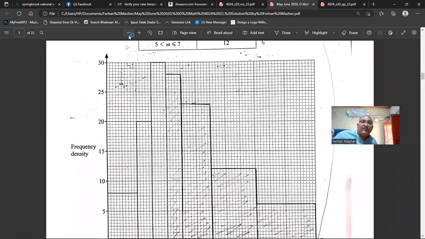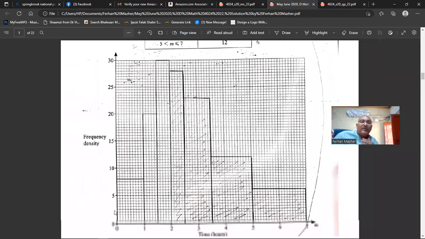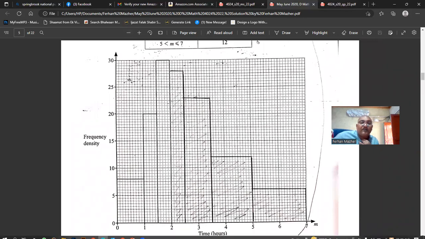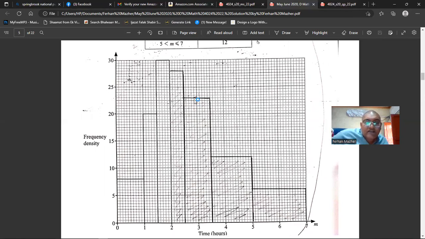I think I have to go further. Okay, so here you can see I have represented from 2 to 2.5, it has gone up to 28. From 2.5 to 3.5, it has gone up to 20. That is how much? That's 23. And from 3.5 to 5, it has gone up to 12. And from 5 to 7, it has gone up to 6.